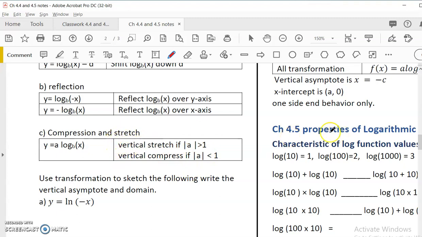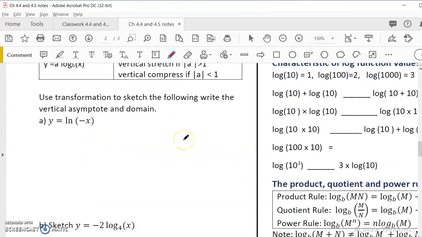When we talk about properties of logs, we don't need to consider multiplying a number inside of x, which is the horizontal stretch, because it could easily be converted into a vertical shift. Use transformation to sketch the following function. So we want to graph ln negative x. What kind of transformation is this? The transformation is negative inside, that is a reflection, right?